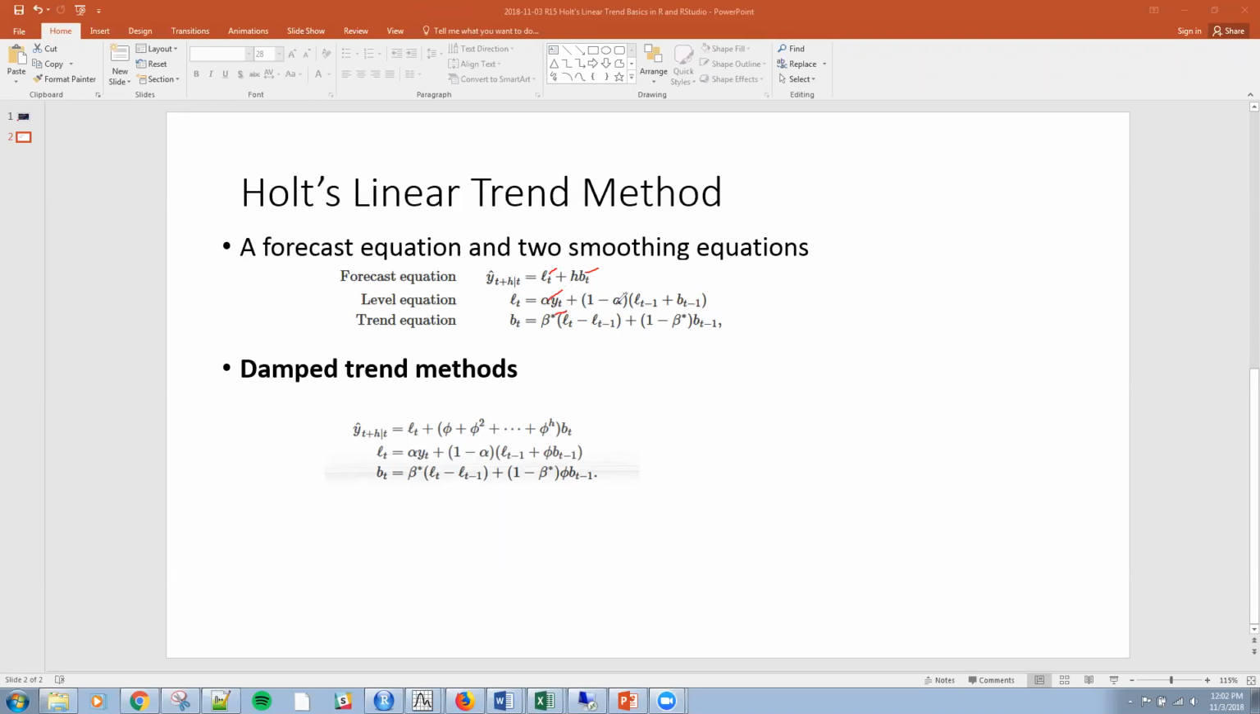And then now we have the second smoothing equation with beta star, and that's a smoothing parameter, and it is also bounded inclusively to 0 and 1. And so, as with any exponential smoothing, the level equation here is really a weighted average of the observation y sub t and the one-step-ahead forecast for time t.